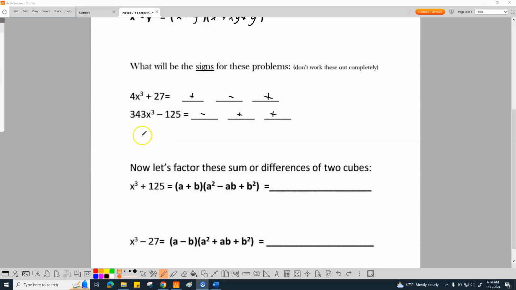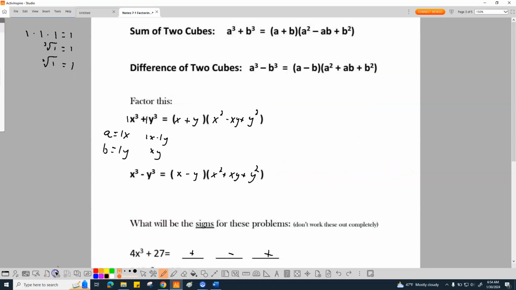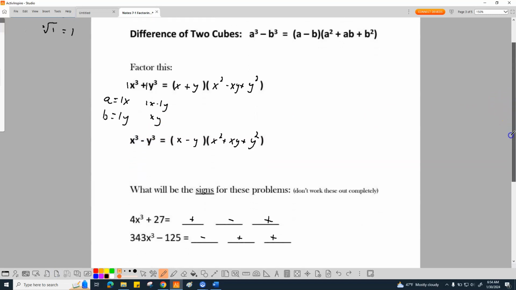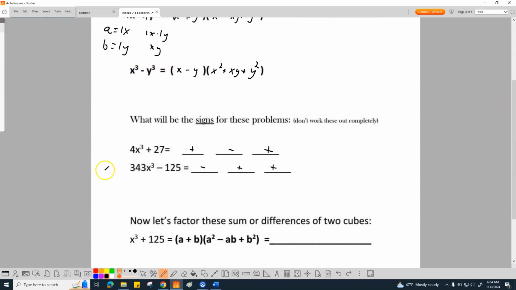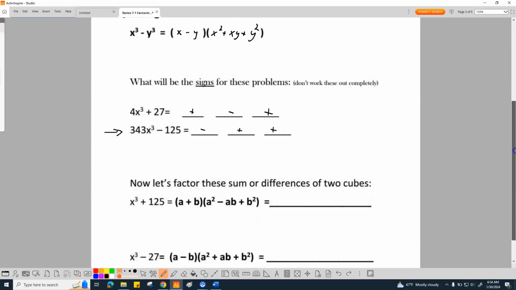All right, what I'm going to do now is work this example right here. I'm going to go back to the front page of the notes because I know that 343 I saw earlier is related to 7. So the cube root of 343 is 7. So why am I working this example for y'all? I think it shows how to do this better. I don't think having the 1x and 1y and all that stuff shows the fullness of this.